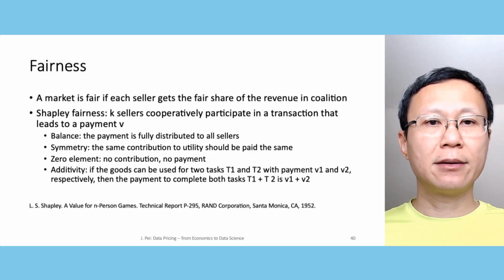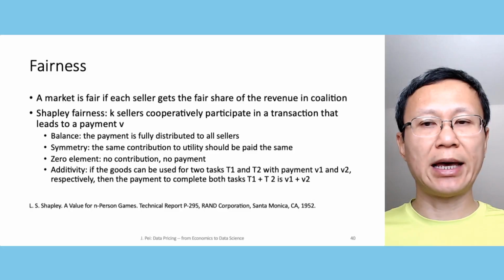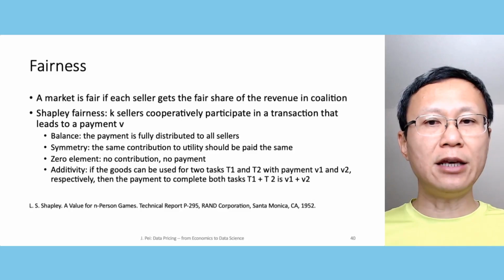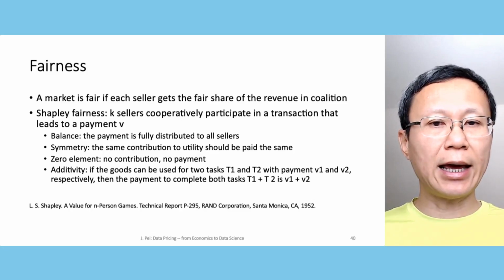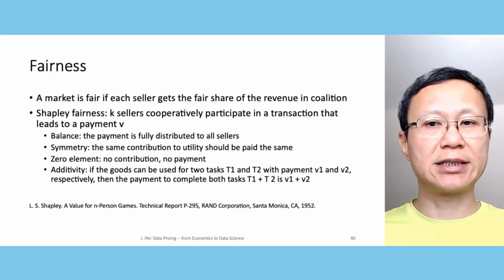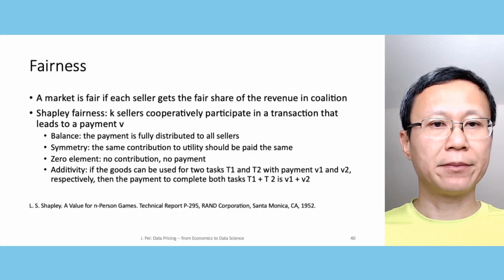The second requirement is symmetry. That means for a set of sellers S and two additional sellers s and s prime who are not in S, if adding s to the big S or adding s prime to the big S produces the same payment, then s and s prime should receive the same payment. In other words, the same contribution to utility should be paid the same.